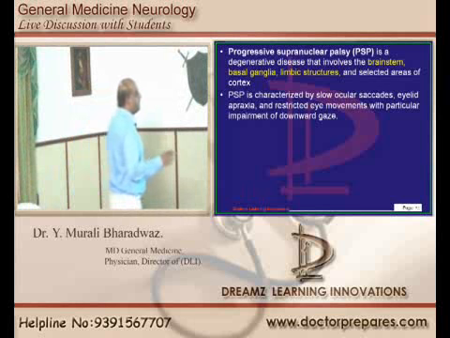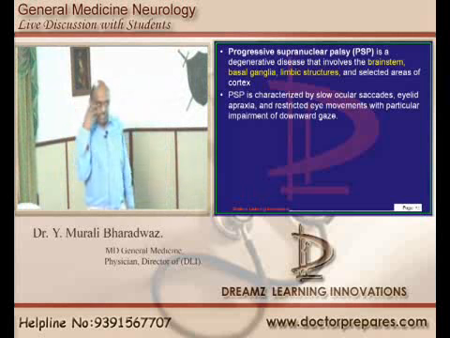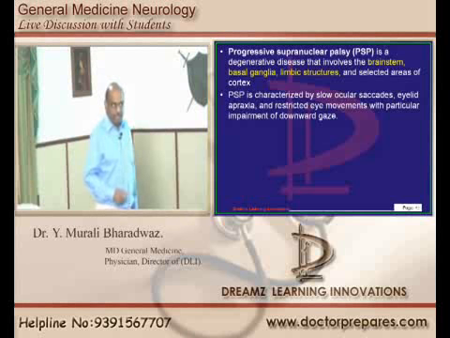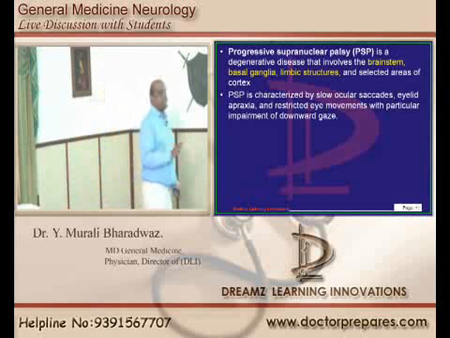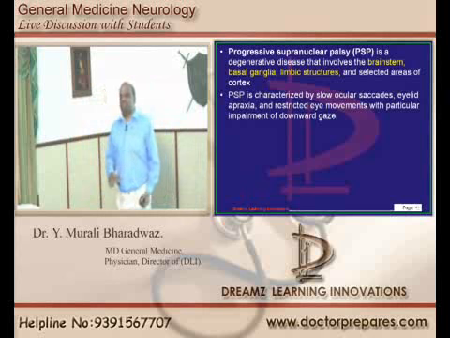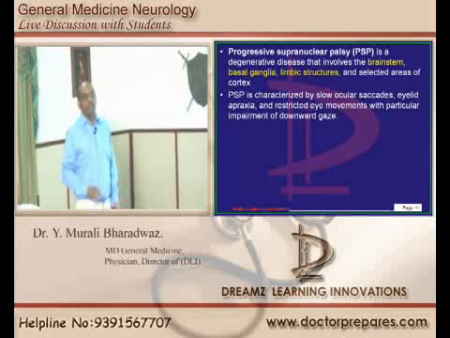In addition, there is also involvement of limbic structures. The limbic system is important for memory, so if it gets involved, people will have dementia. And certain selected areas of the cerebral cortex and brainstem are also involved. All of them are basically involved in progressive supranuclear palsy.